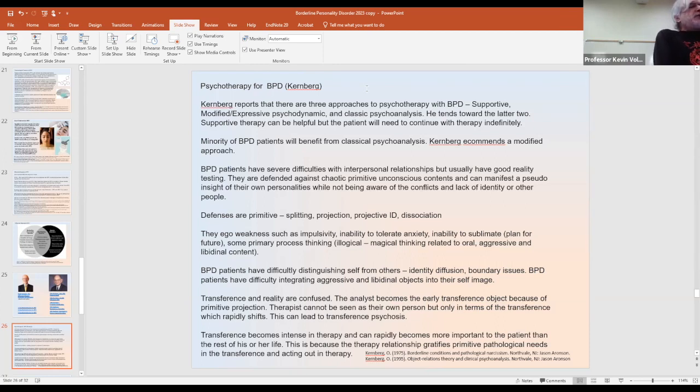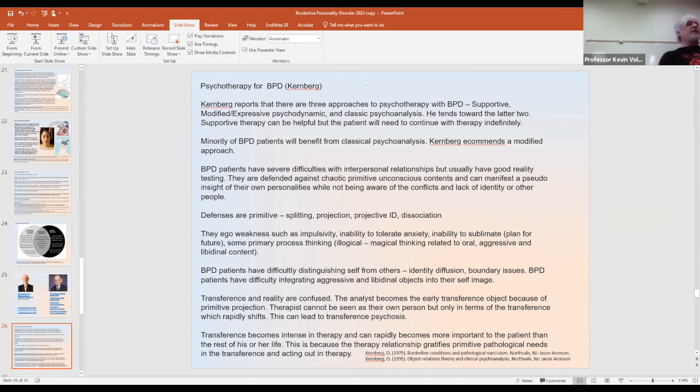Defenses are primitive. You have splitting, projection, projective identification, and dissociation. And ego weaknesses: impulsivity, inability to tolerate anxiety. That one, inability to tolerate anxiety, is very important in therapy because you don't want to make them too anxious because they're going to run away. Okay. Inability to sublimate or plan for the future. Some primary process, illogical, magical thinking related to oral, aggressive, and libidinal content. They have difficulty distinguishing self from others, identity diffusion, boundary issues, and difficulty integrating aggressive and libidinal aspects into their self-image.